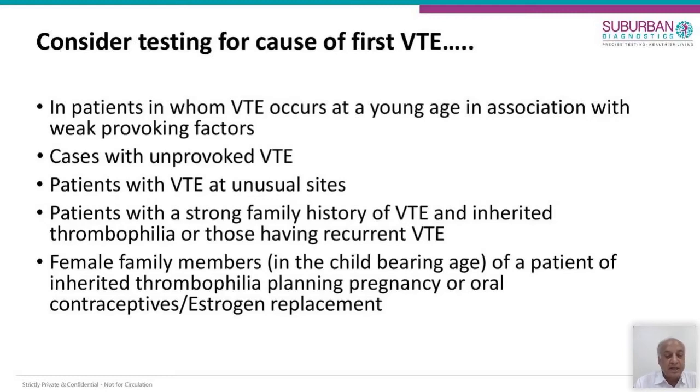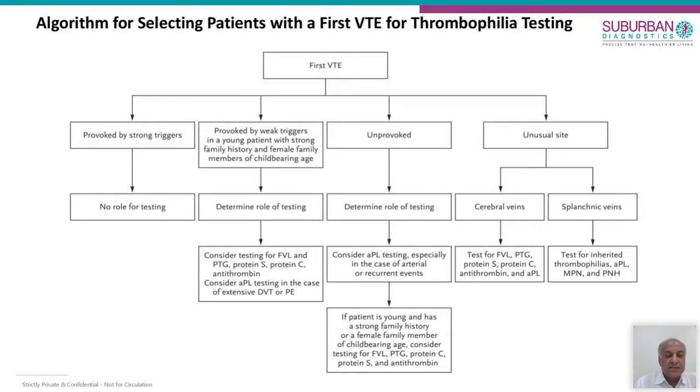Patients with VT at unusual sites, as we just referred to, and patients with a strong family history of VT and inherited thrombophilia, or those having recurrent VT, and again, family members or female family members in the childbearing age. So these are the cases where, after the first venous thromboembolism has been managed with anticoagulation for 3 to 6 months, you may consider doing the investigations to come to know about the possible etiology, so that the long-term management can be better taken care of. The same thing has been shown here in this flow chart, so I'll not get into the details of it.